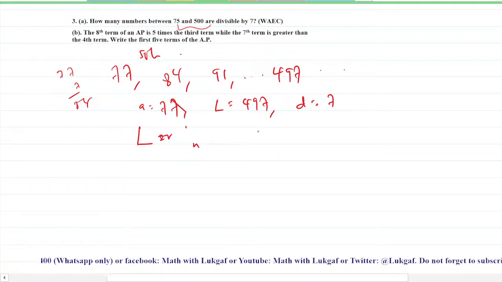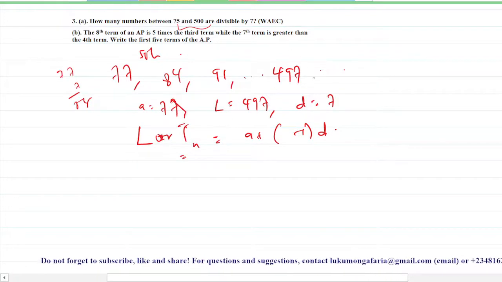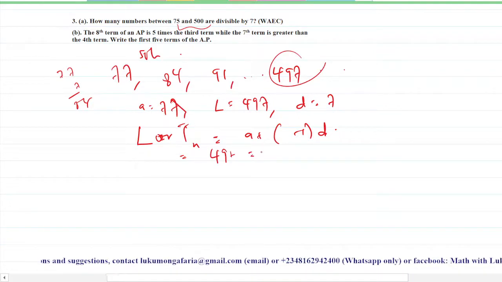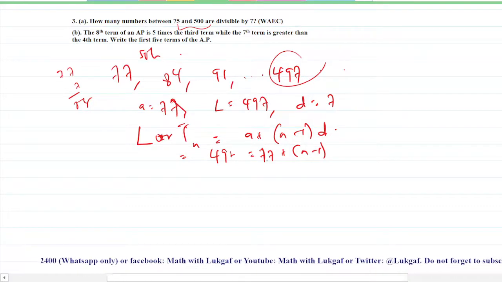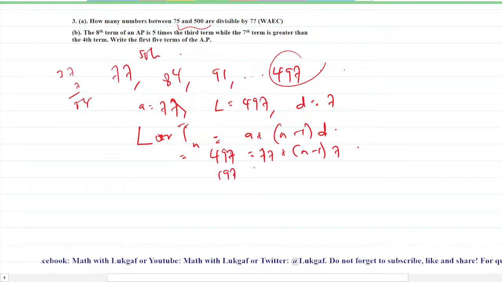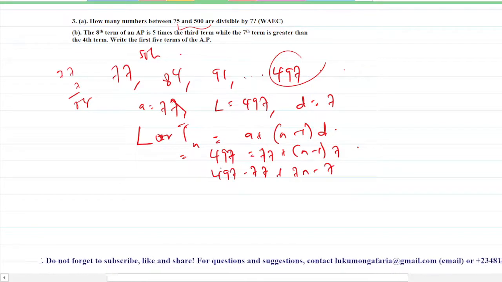Don't forget the formula for nth term or last term is a plus n minus 1 d. A plus n minus 1 d. And we were given that our last term here is 497. You make the substitution. 497 is equal to a, which is 77 here, plus n, which we are finding, minus 1 times 7. You understand now? You can collect the like terms. This will be 497 minus 77, then plus 7n minus 7. You understand? So that is equal to 7n minus 7.